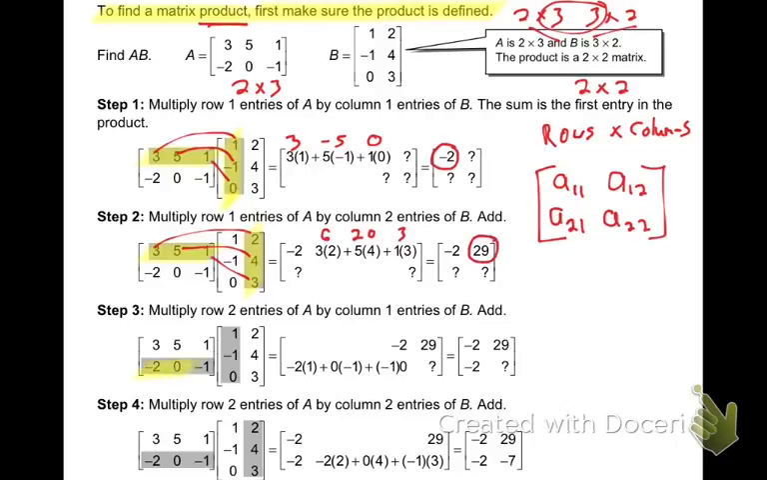Next one. Negative 2, 0, negative 1, 1, negative 1, and 0. What's negative 2 times 1? 0 times negative 1. And negative 1 times 0. Add those up and I get?